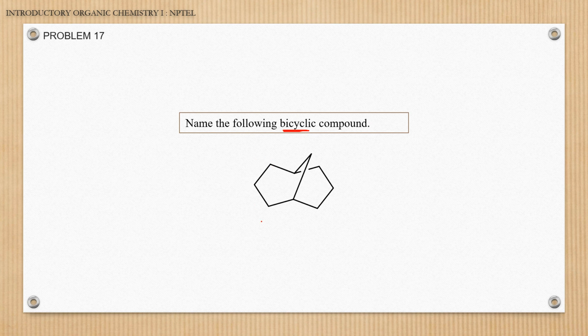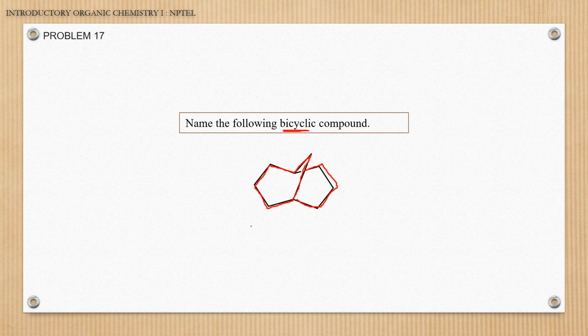So how many rings are there? Three rings are there. I have told you this is a ring, another ring is this, and another ring is this. So there are total three rings present in this particular system, right? So you have to write first of all the bicyclo.